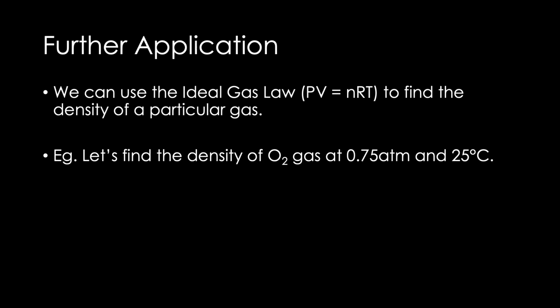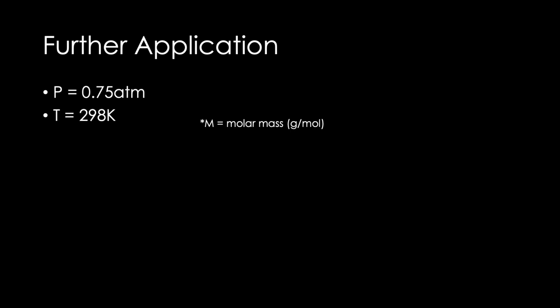Here's some further application of the ideal gas law. Beyond predicting values of pressure or volume or temperature, we can actually use it to find the density of a specific gas at a given temperature and pressure. Here we have oxygen gas at 0.75 atm and 25 degrees Celsius. So our goal here is to find the density of oxygen gas at these conditions.